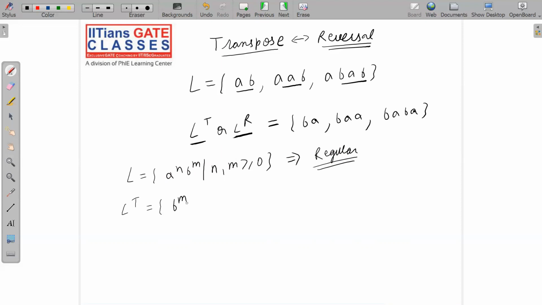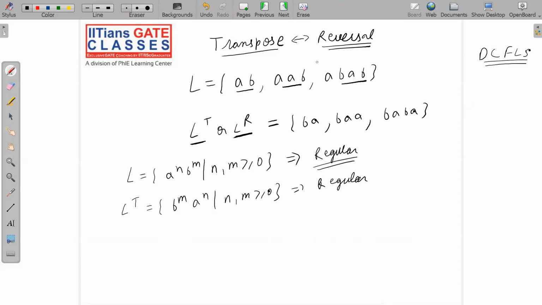It will be B power M, A power N, such that N, M greater than or equal to 0. So this is obviously again regular. So I think you have guessed it right, that you can pick any language. Of course, there are some exceptions also, like DCFLs. I will tell you about DCFLs in subsequent lectures. In chapter 2 itself, I will discuss DCFLs.